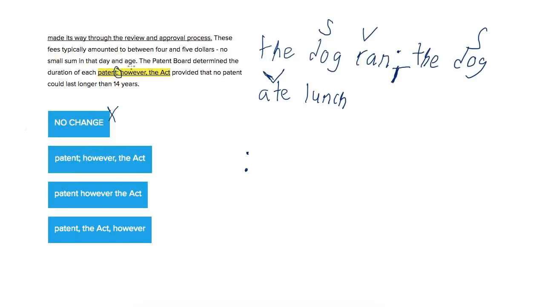Do we have two complete thoughts here? Would we want to use a semicolon? Well, our subject here is going to be the patent board, and our verb is going to be determined. And then our subject here is going to be the act, and provide is going to be our verb. So it seems like we do in fact have two complete thoughts, so we want the semicolon. Here there's just no punctuation at all, which would create a run-on. And as we've said before, the comma just isn't strong enough to separate two complete thoughts, so we can eliminate this answer choice as well.